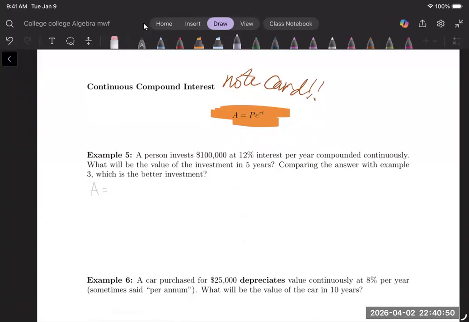Okay, so as I said, I like my ducks lined up. A is what we're looking for. We're investing the $100,000. R is the 0.12. N is the compound, we don't need that one. And T is 5. So we're just going to toss it in. A equals 100,000 times e to the 0.12 times 5.